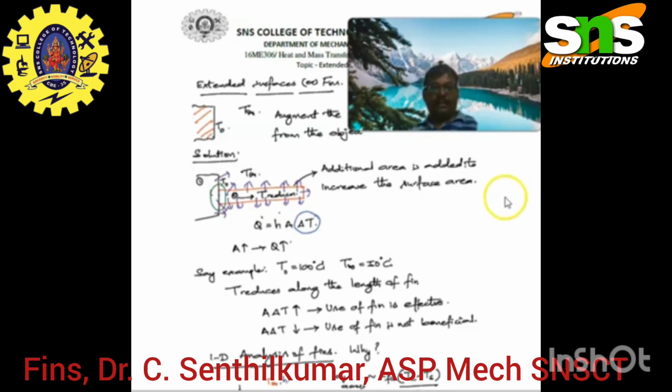Now let me see the extended surface. So, what is an extended surface? In normal explanation, an extended surface is nothing but a surface which has more cross section area in addition to the regular area. That is said to be the extended surface.